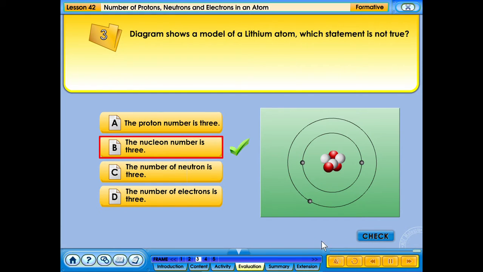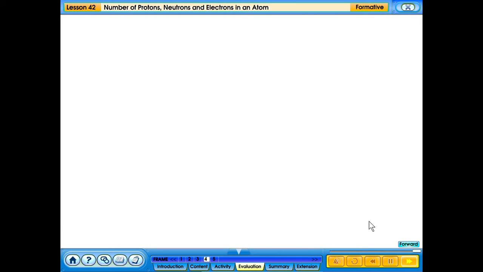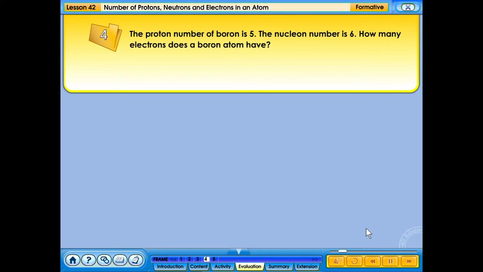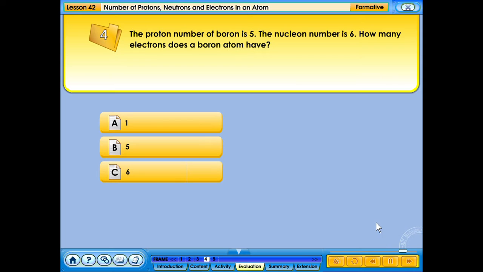Your answer is correct. The proton number of boron is 5. The nucleon number is 6. How many electrons does a boron atom have? A. 1. B. 5. C. 6. D. 11.